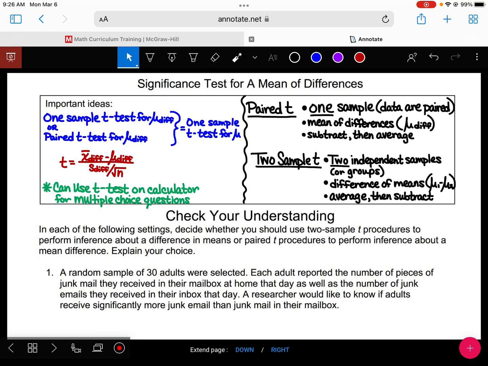You have to show all the work for all the steps. So don't use the t-test if it is a free response question. But if it's a multiple choice question, you are absolutely welcome to use the t-test.